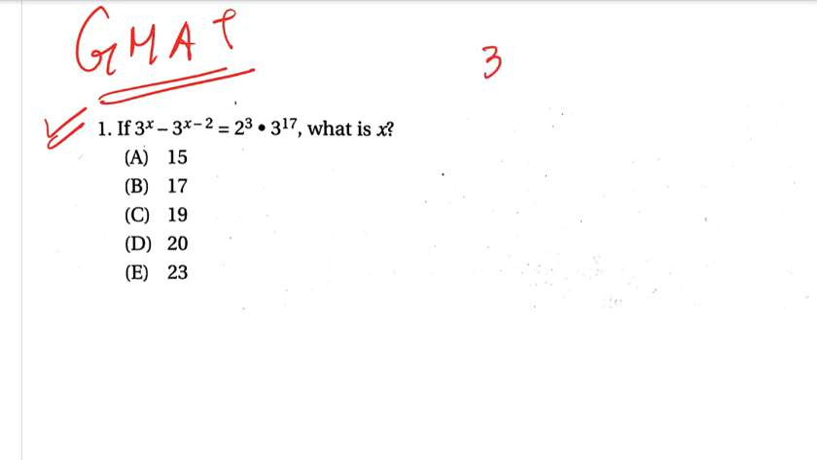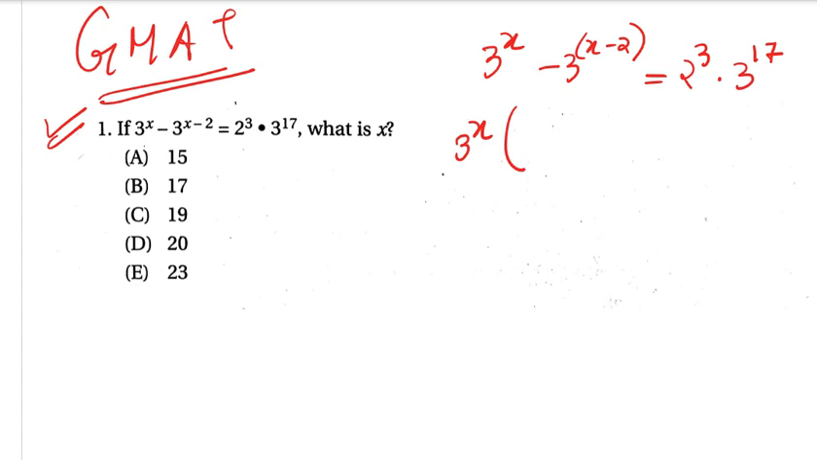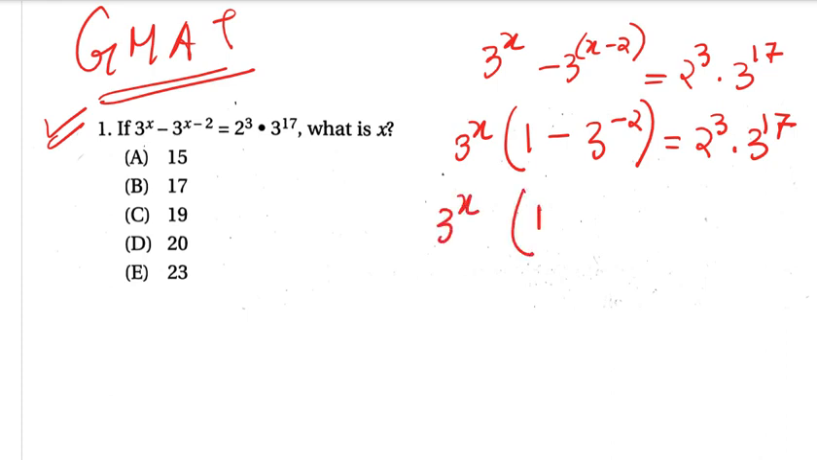So you have 3 to the power x minus 3 to the power x minus 2 is equal to 2 to the power 3 into 3 to the power 17. So over here you can take 3 to the power x as common. So you have 3 to the power x times 1 minus 3 to the power minus 2 is equal to 2 to the power 3 times 3 to the power 17. So now you have 3 to the power x times 1 minus 1 by 9 is equal to 2 to the power 3 times 3 to the power 17. So this is again 3 to the power x times 8 by 9.